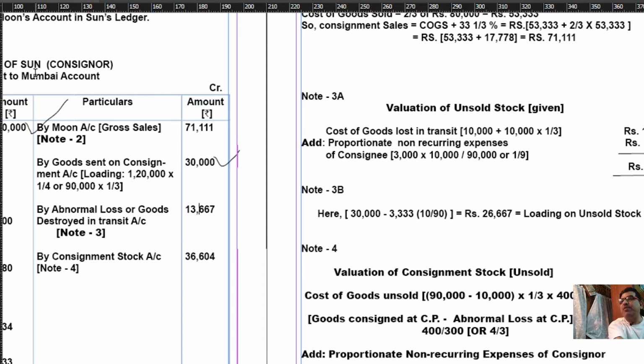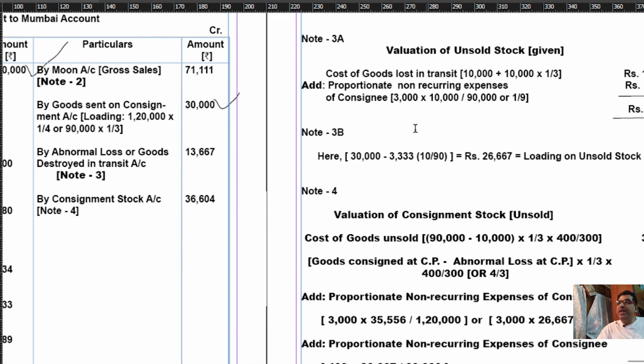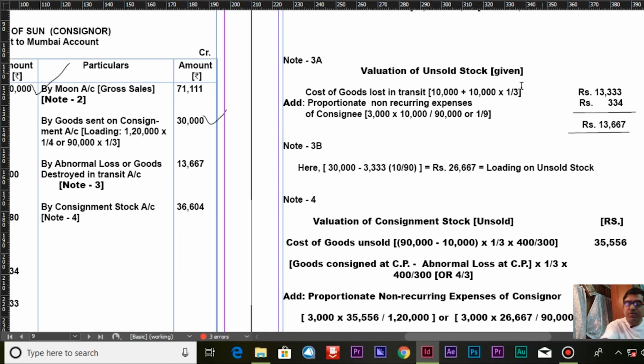13,667, this is the abnormal loss. And how to calculate? Then see note number 3. Now come to note number 3. This is note number 3, that is 3A. You may put A here and 3A. Valuation of unsold stock.